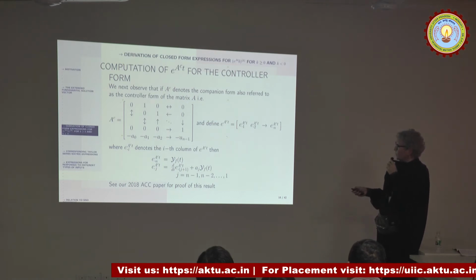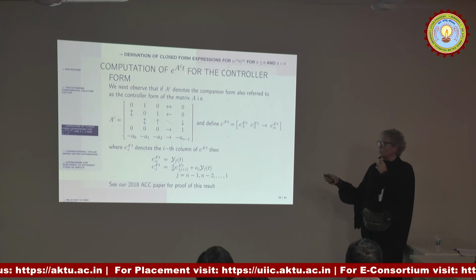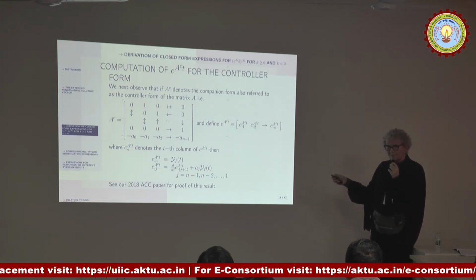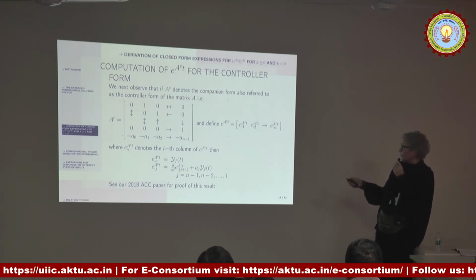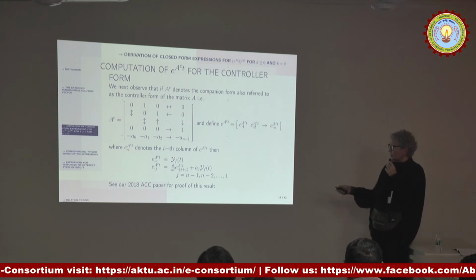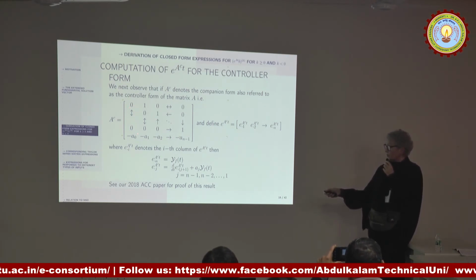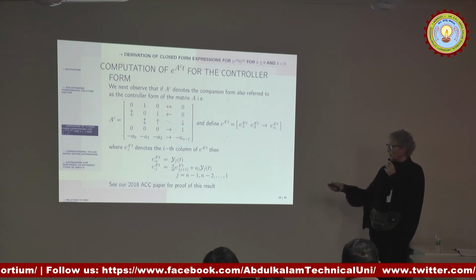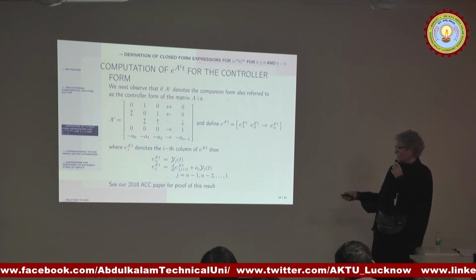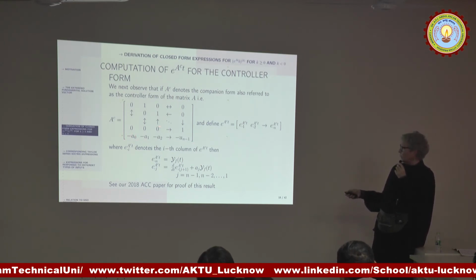So let's go to the computation of e to the power At for the controller form. If you're a controls person, if you're a mathematician, you call this the companion form. You recognize this immediately. It's a very sparse one. It has a 0 column here, an identity matrix here, coefficients of the characteristic equation in the reverse order with a negative sign in the bottom line.